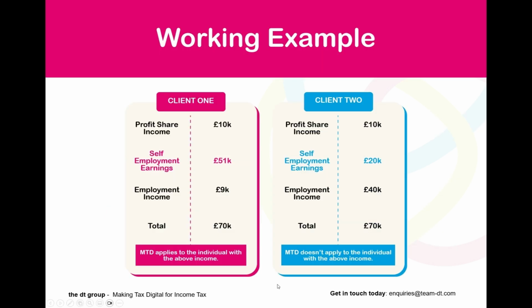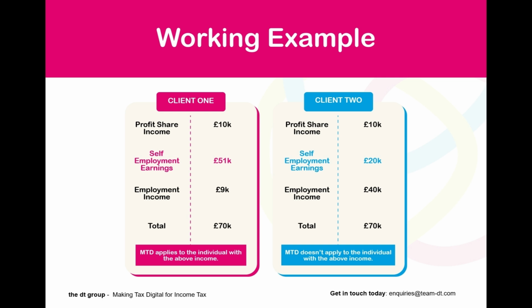If you're still unsure whether Making Tax Digital applies to you, we have this next worked example. So let's consider I have an LLP and I have profit share of £10,000. I also have a self-employment income of £51,000, and I'm also employed and therefore have a salary of £9,000. My total earnings are £70,000. For April 2026, I am therefore compliant for Making Tax Digital because my self-employed earnings are above the £50,000 threshold.